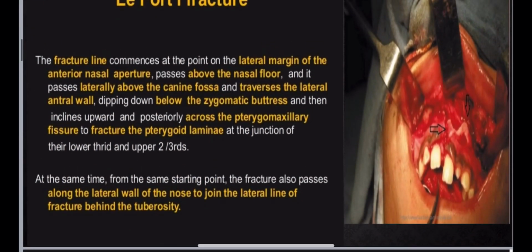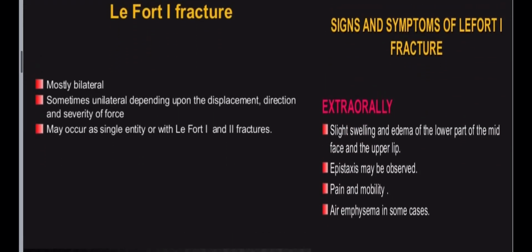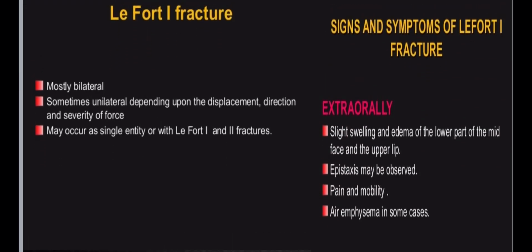At the same time, from the same starting point, the fracture also passes along the lateral wall of the nose to join the lateral line of the fracture behind the tuberosity. The Le Fort 1 fracture, mostly bilateral and sometimes unilateral depending on the displacement, direction, and severity of force, may occur as a single entity or with Le Fort 2 fracture.